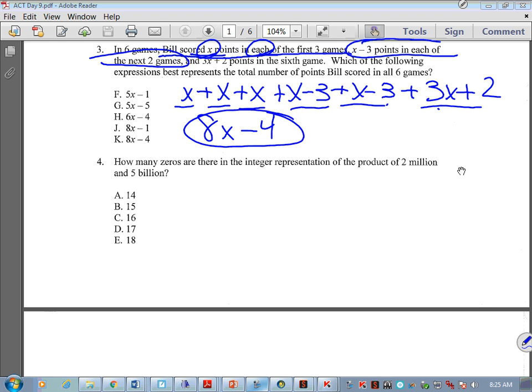So the algebraic expression of how many points he scored over 6 games is 8x minus 4. So long as I knew what x was, then I could find out exactly how many points he actually did score, right? Okay, does that make a little bit more sense now? Okay. When they give you a sequence like that, sometimes it's best just to leave it expanded. Okay.